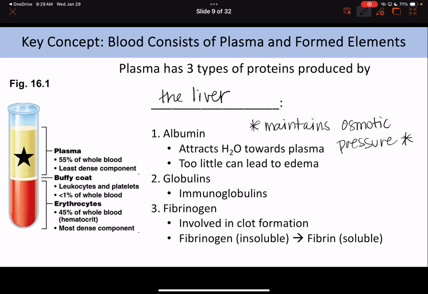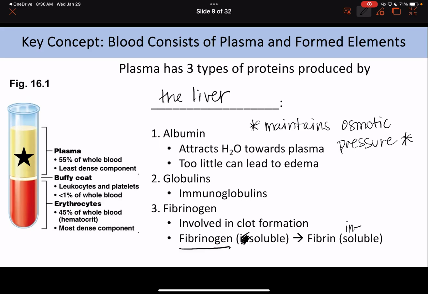The way that it normally floats in our blood plasma is as fibrinogen. Fibrinogen, let's see where I'm at. Oh, that's the opposite. Let me see. Fibrinogen is soluble, and fibrin is insoluble. Sorry, I was making this at like 1 o'clock in the morning last night. But again, fibrinogen is involved in clot formation.